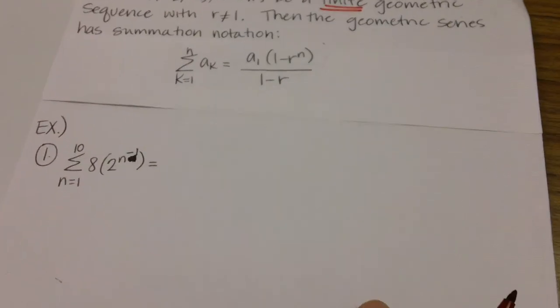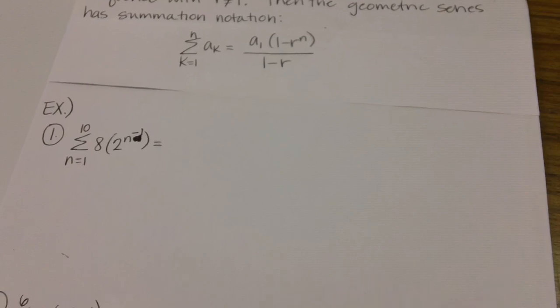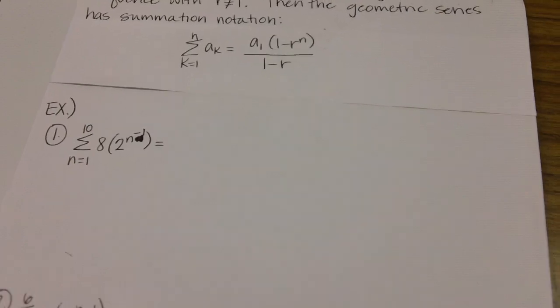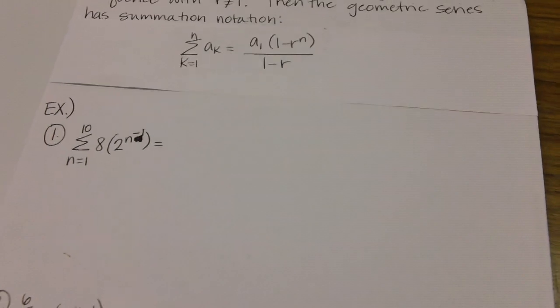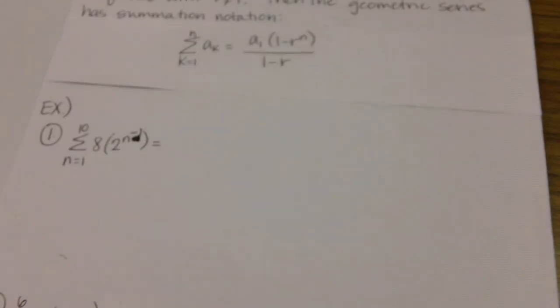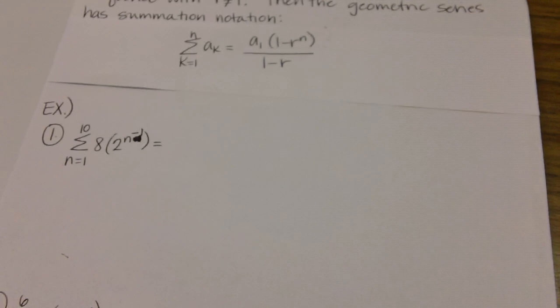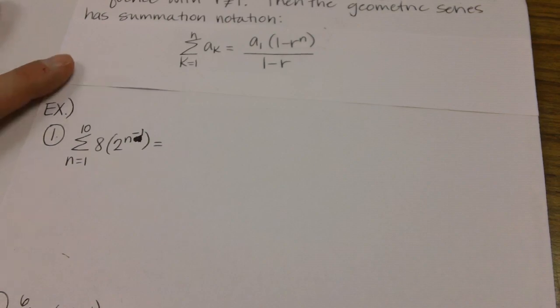In example number 1, we have the sum from n equals 1 to k of 8 times 2 to the n minus 1 power. Alright, first of all, we need to determine our initial value of this sequence. Our initial value is going to be 8 because when we plug in 1, we have 2 to the 0 power, which is 1, and 1 times 8 is 8. So our A1 value is going to be 8.